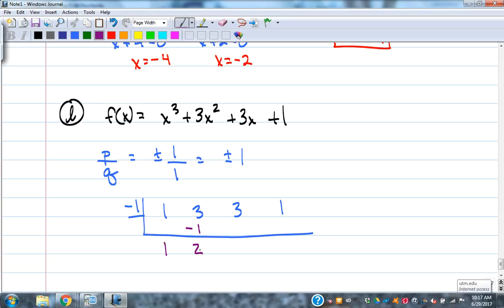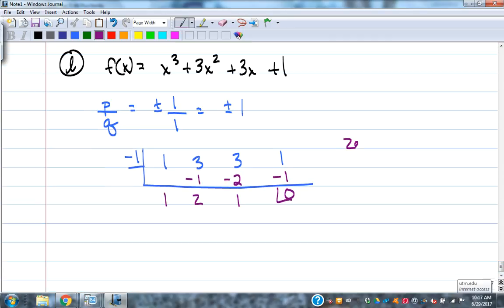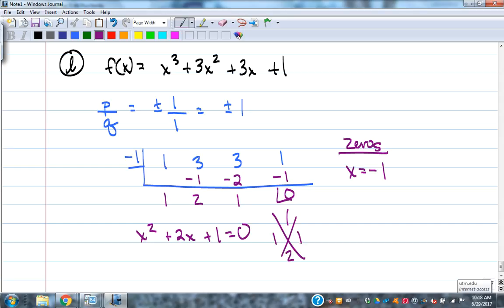1 times -1, that'd be -1, plus 3 is 2. 2 times -1 is -2, plus 3 is 1, and 1 times -1 is -1, plus 1 is 0. So that gives me the 0, x equals -1. And then I've got this quadratic, x squared plus 2x plus 1. This one will factor. I'm going to work it with the quadratic formula just to get the practice with that, but it will factor: 1, 1, and 1. It factors as x plus 1 and x plus 1.